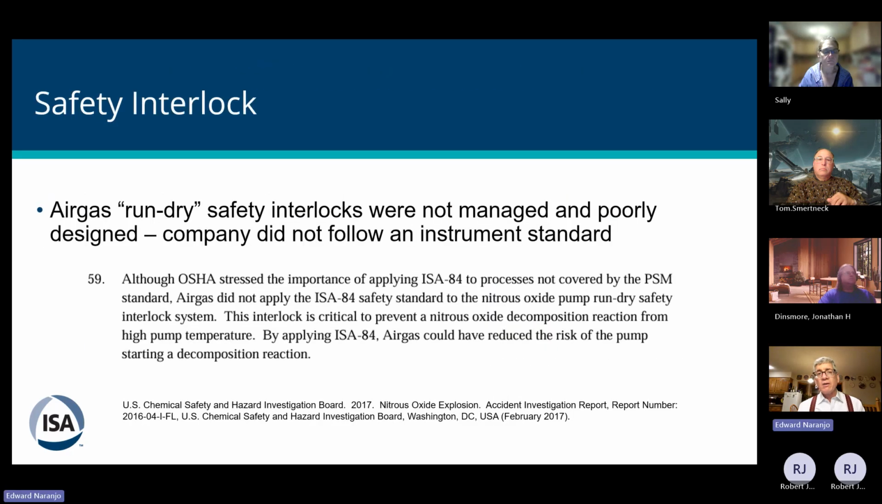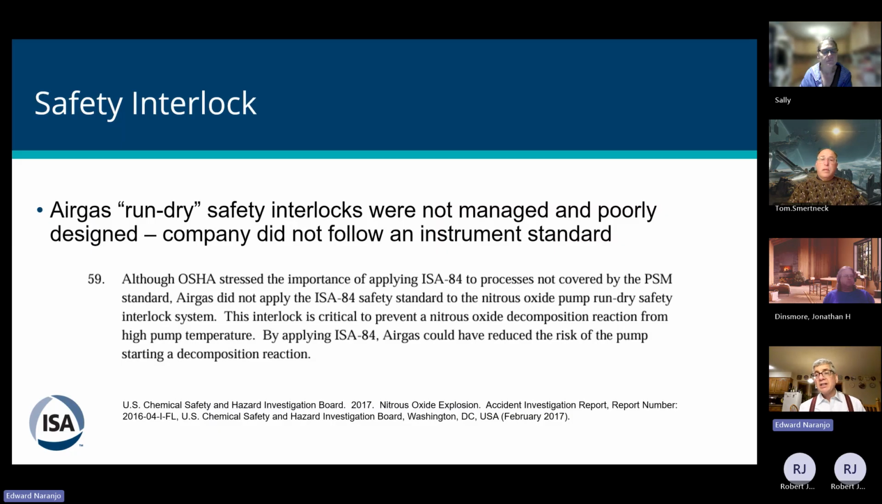In the following slide, I pointed out the comment that the U.S. Chemical Safety Board made. It pretty much pointed out to the user, Airgas, look, although OSHA stressed the importance of applying ISA 84, you should have known this could apply to you. You did not apply ISA 84. And in fact, I'm just quoting chapter and verse, by applying ISA 84, Airgas could have reduced the risk of the pump starting a decomposition reaction.